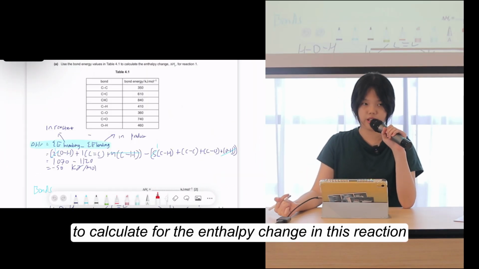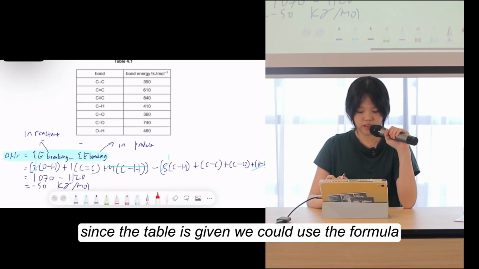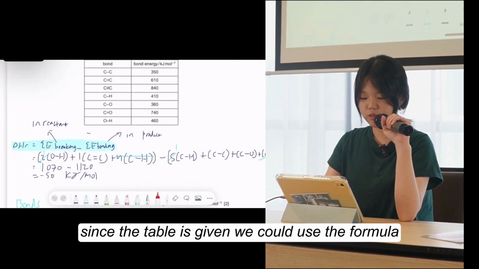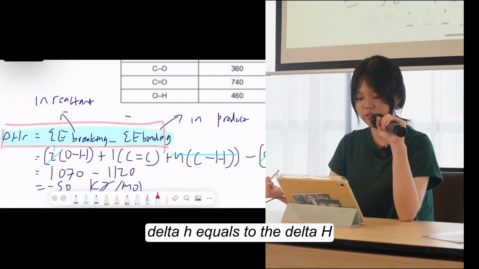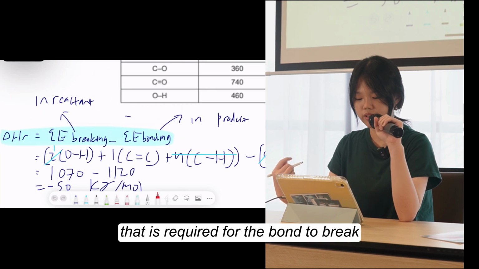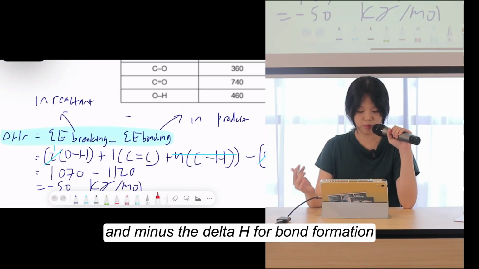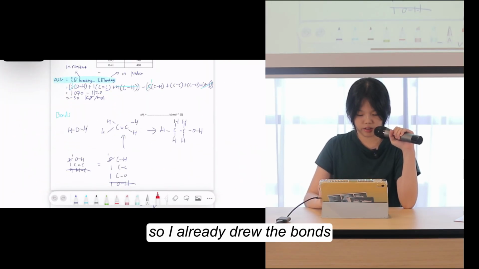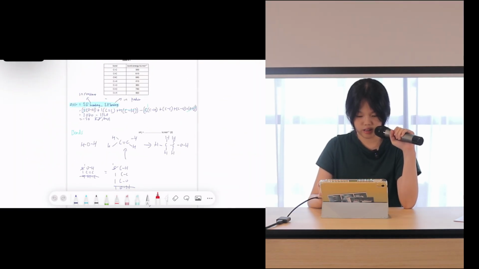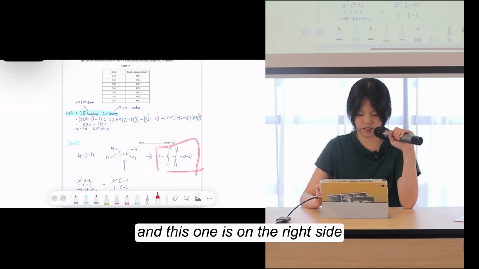To calculate the enthalpy change in this reaction, since the table is given, we could use the formula delta H equals the delta H that is required for bond breaking, minus the delta H for bond formation. So I already drew the bonds. This is the bonds on the left side of the equation, and this one is on the right side.